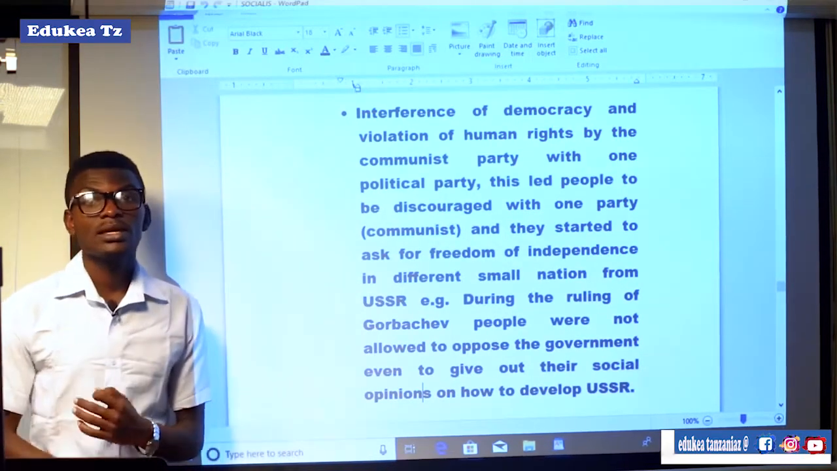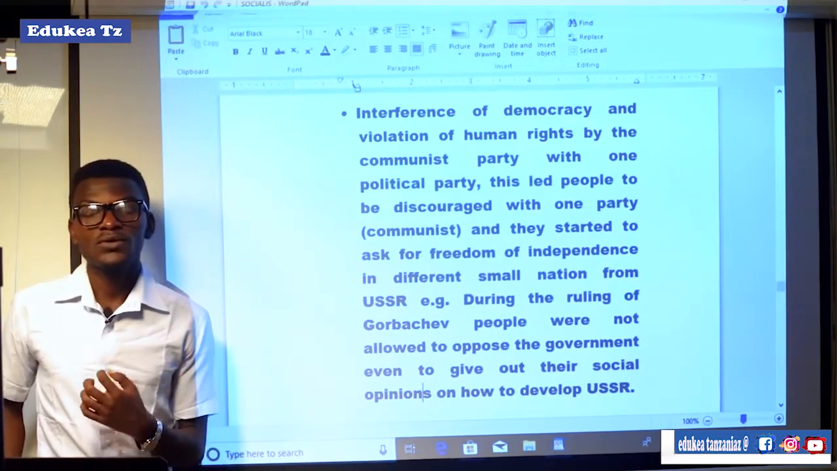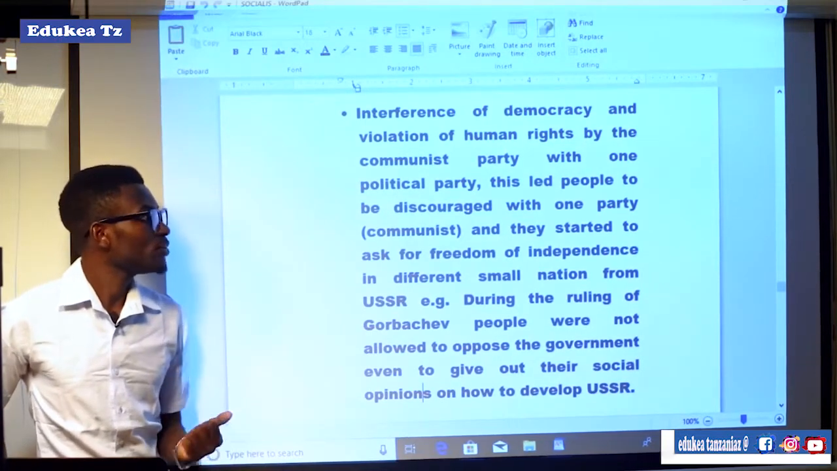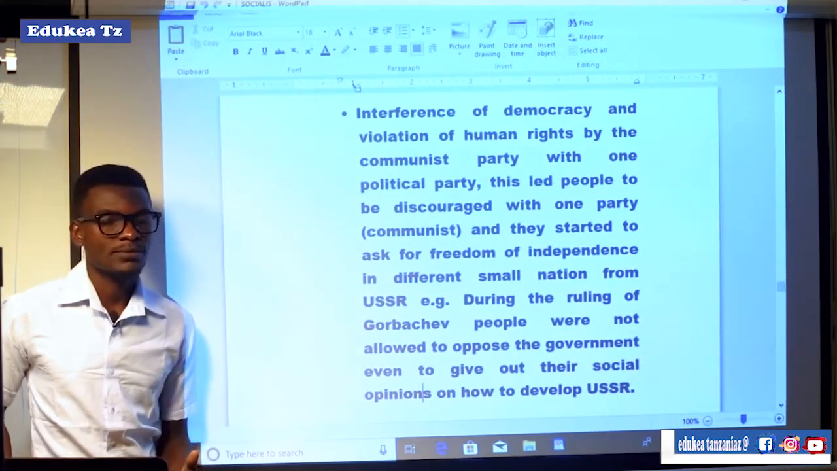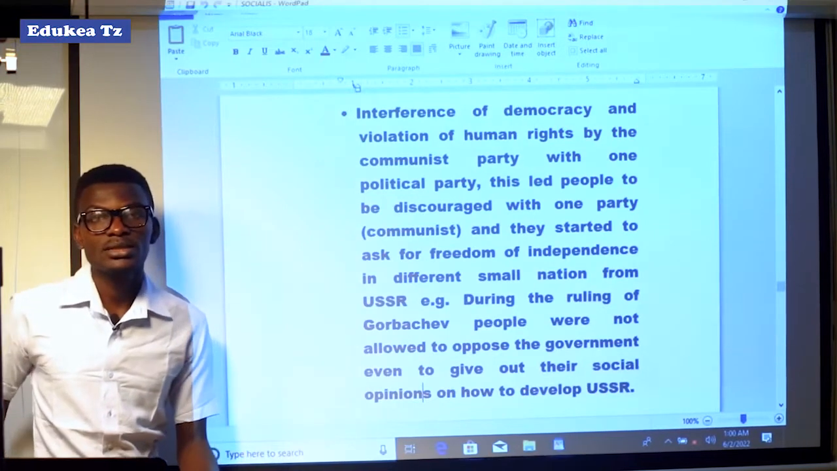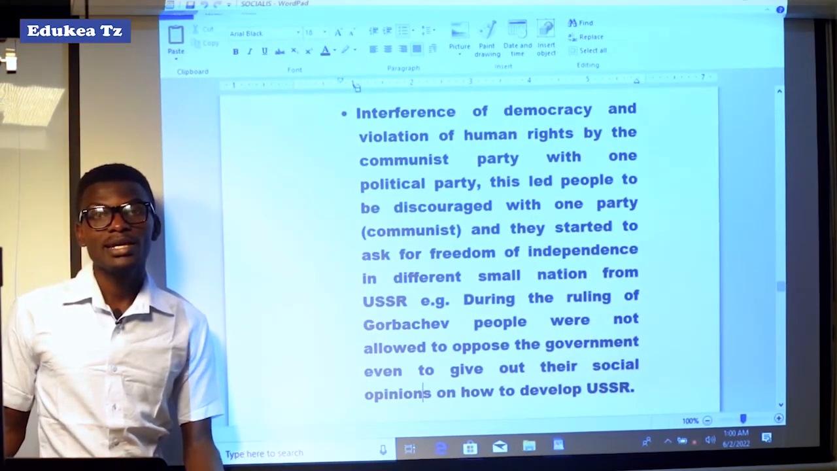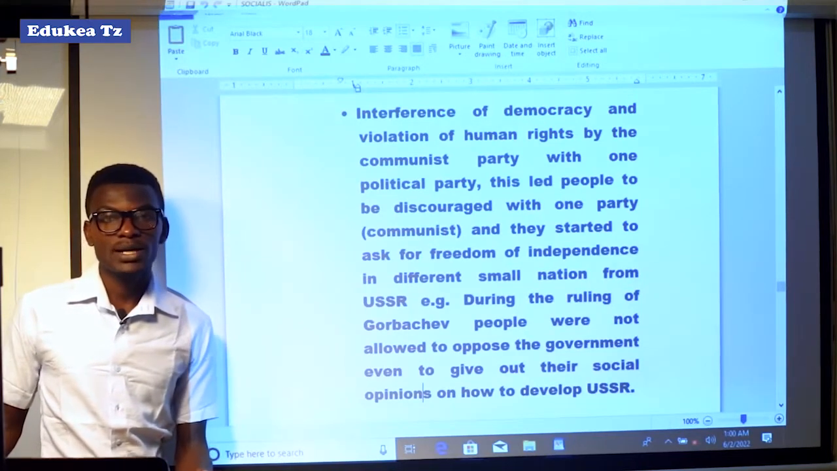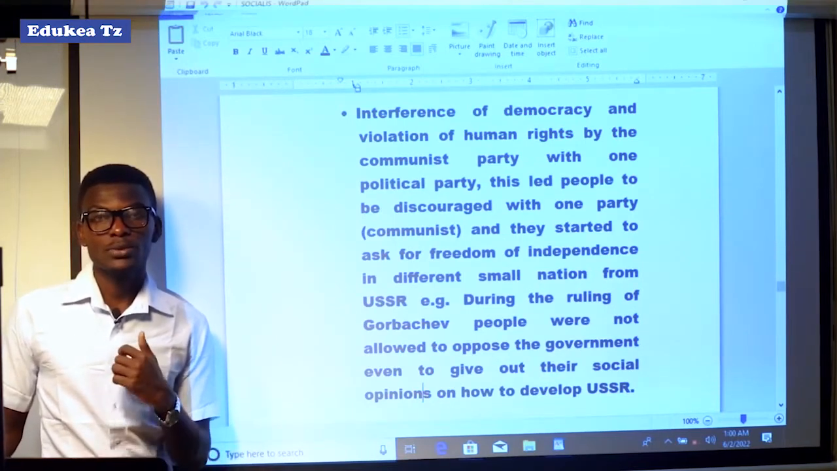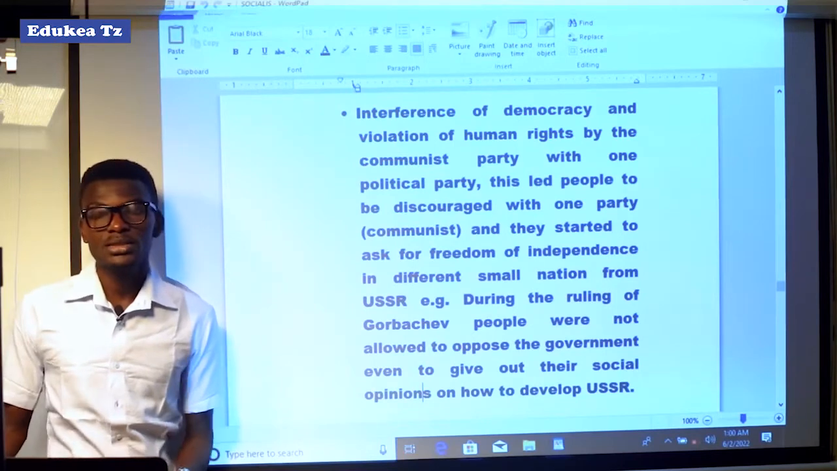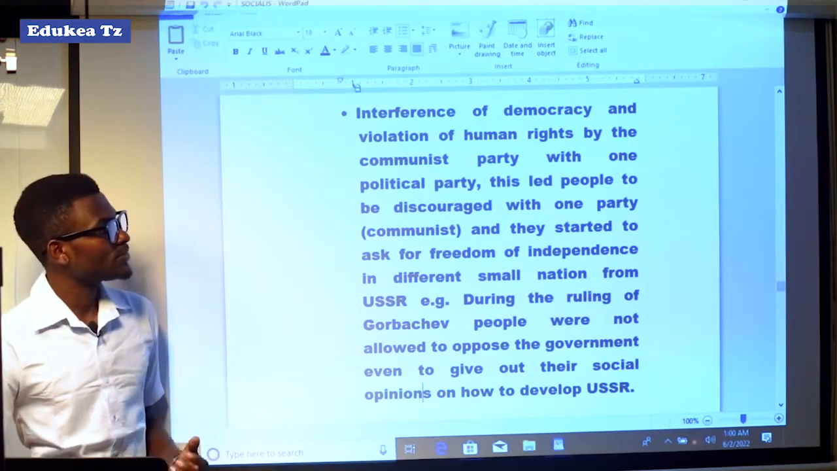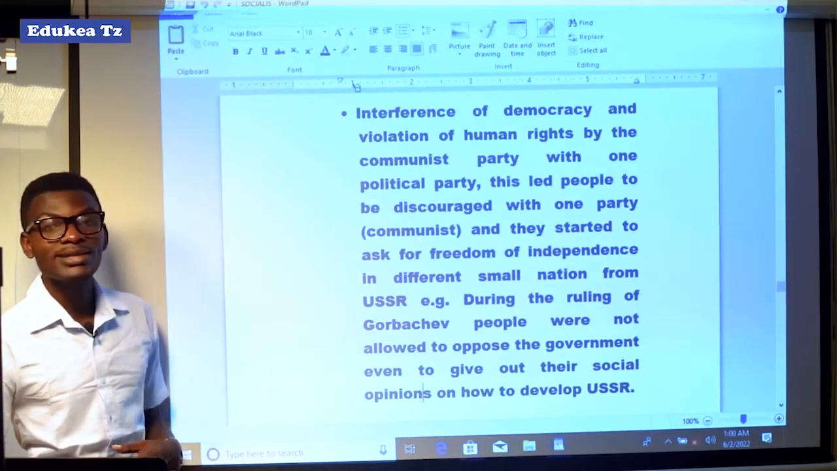It means that one reason for the collapse of the USSR was the interference with democracy and the violation of human rights by the Communist Party with one political party. After the Russian Revolution, the USSR was led by a single political party, the Bolshevik Party, which was the ruling party dominating Russia.